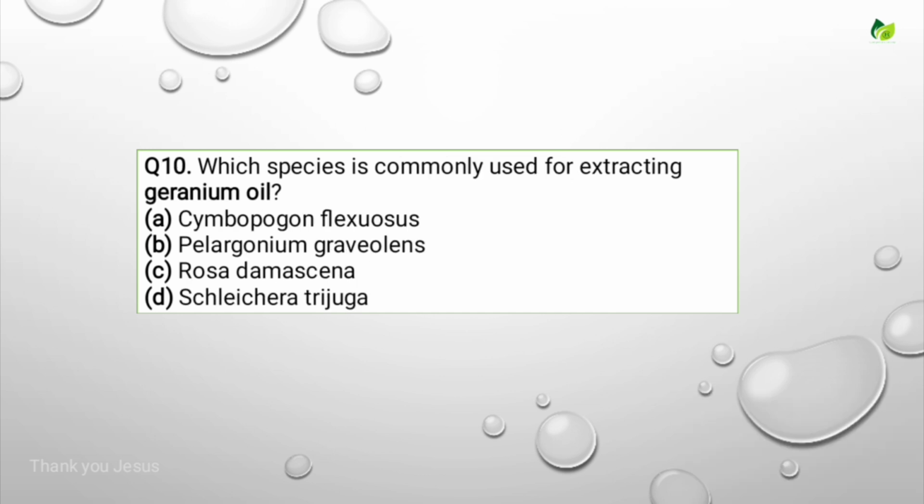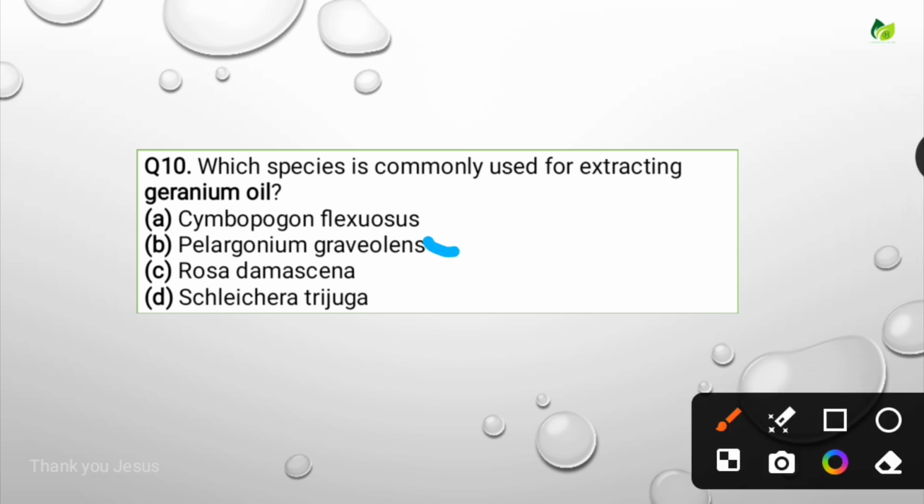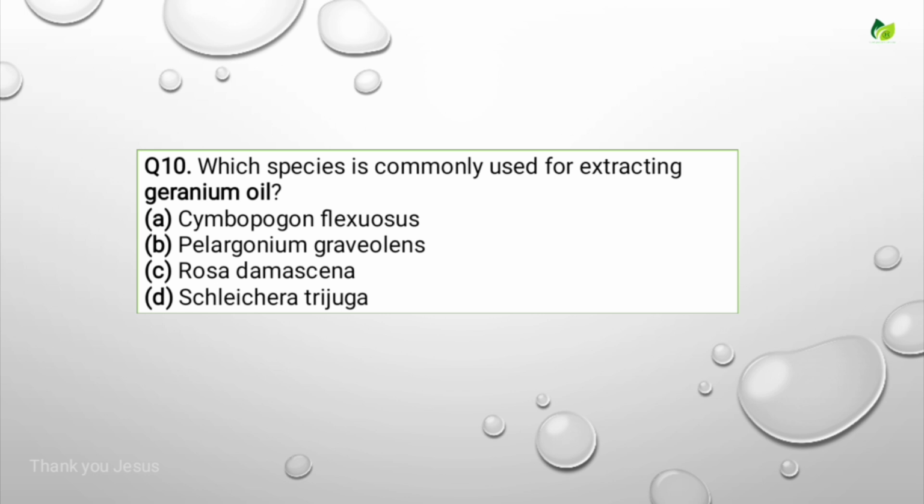Which species is commonly used for extracting geranium oil? Options are Cymbopogon flexuosus, Pelargonium graveolens, Rosa damascena, Schleichera trijuga. The correct answer is Pelargonium graveolens. Geranium oil is extracted from Pelargonium graveolens, which is widely used in perfumes and aromatherapy. Let's see the next question.